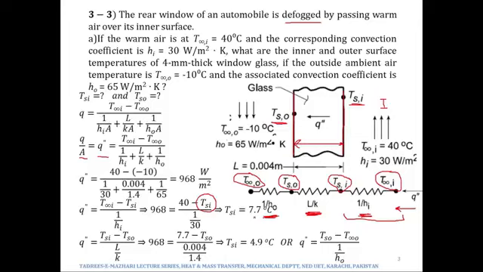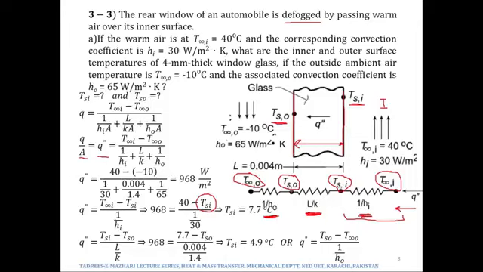We could have found it out in another way. See, we could have written this heat flux as Tsi minus T infinity naught, but then in the denominator, we would have written two resistances. So it's a longer route, but it will give you the same answer, right?